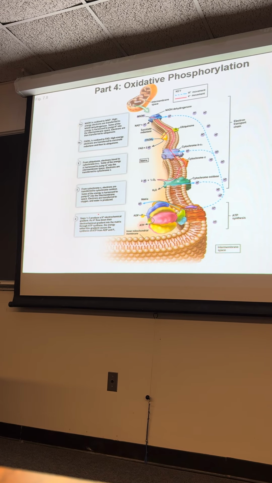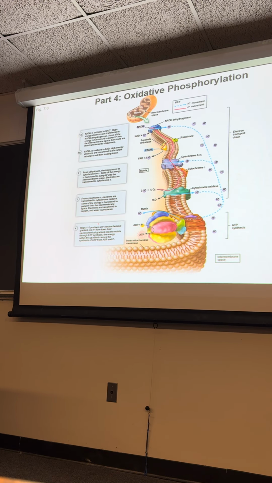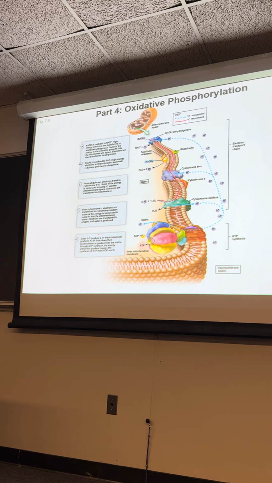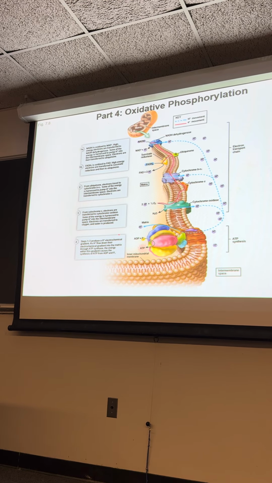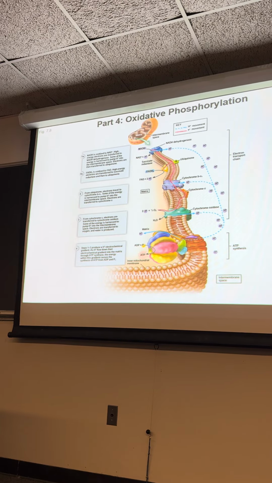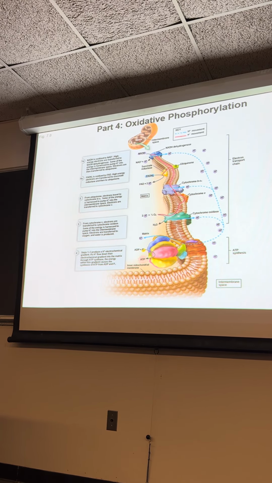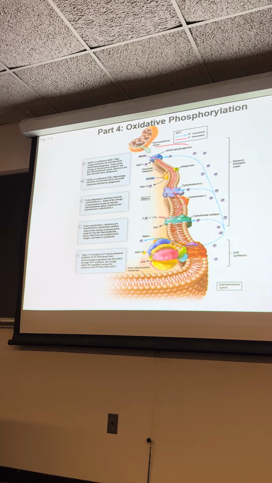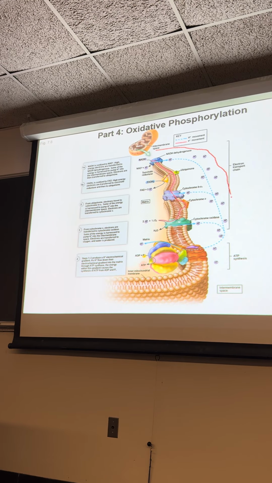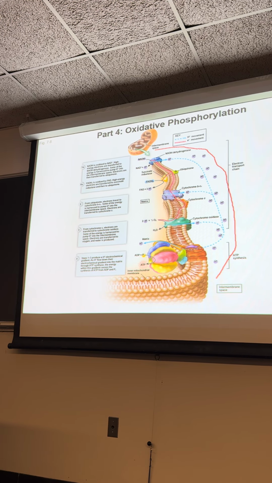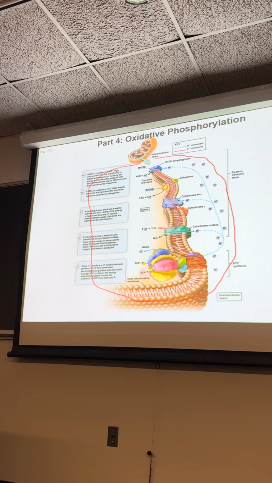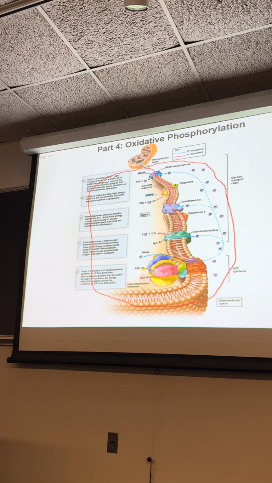All right, now, part 4, oxidative phosphorylation. This is probably the coolest part. And in this diagram, it's a little hard to tell. You can maybe look at the top here and figure this out, but what is not as clear is that this is all inside of the mitochondria. So I'm going to draw the picture that is not shown.